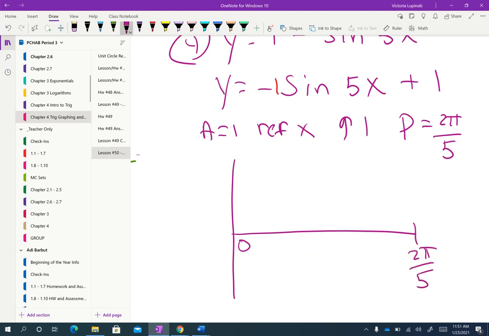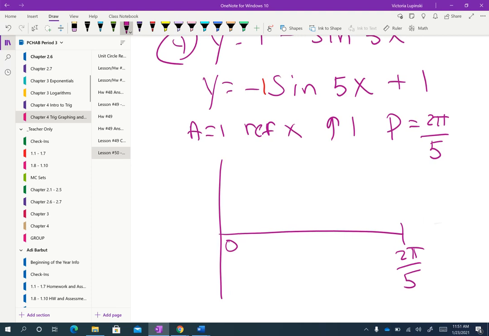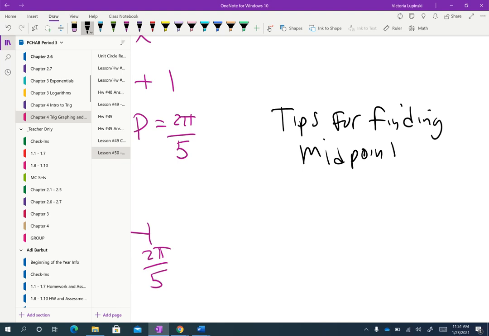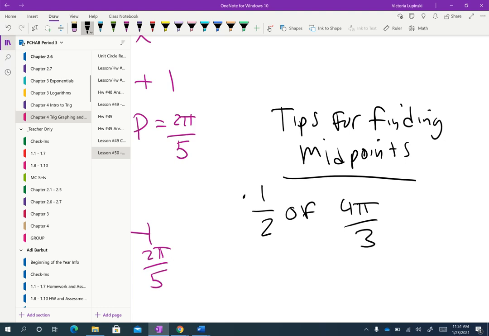While we're here, I want to give you a couple of hints for finding midpoints. We're going to be finding midpoints a lot in the next couple of lessons. So I just want to give you some tips for finding midpoints. If you're taking a midpoint, which of course means to divide by 2, that also means taking half. So there's really 2 cases. If you're taking half of, let's say, 4 pi over 3, in this instance, you're taking half of something that is even.